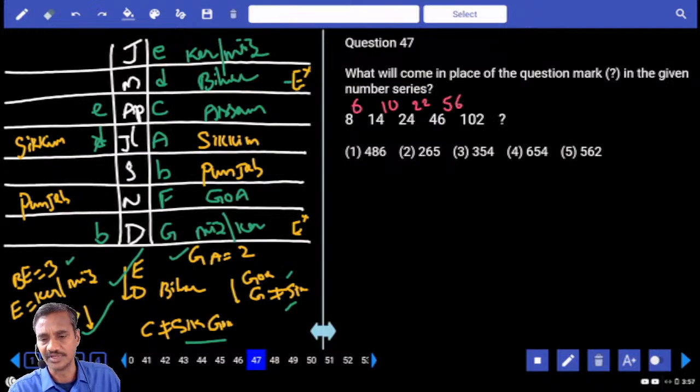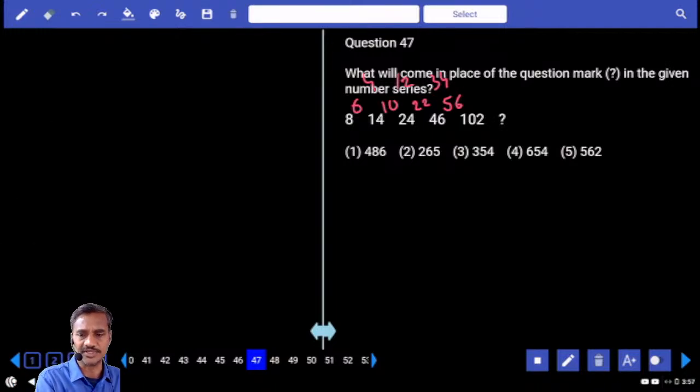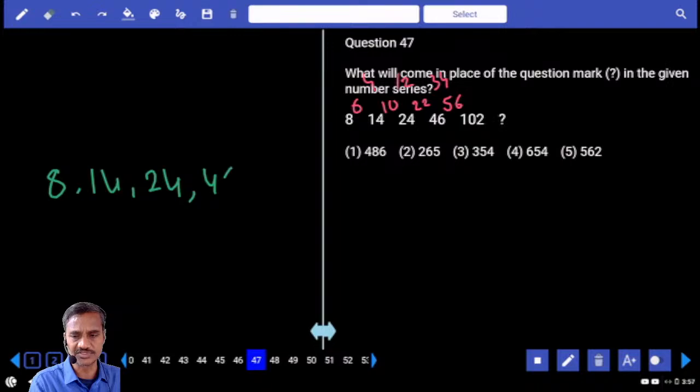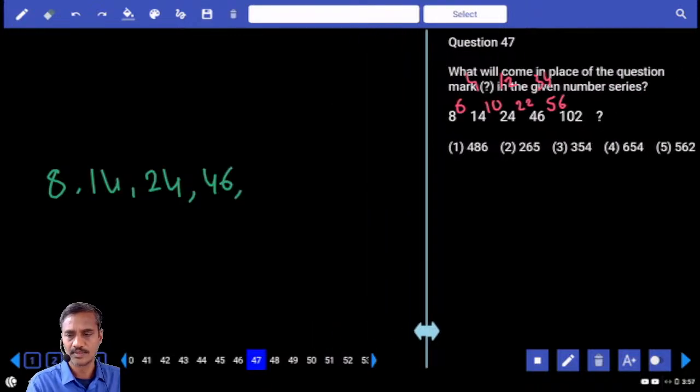56. Now 6 and 10, the difference is 4. Here the difference is so much? 12. Now here the difference is so much? 34. Any relation between these two? 4, 12 and so on. And 8, 14, 24, 46, 102, then what's the next one?